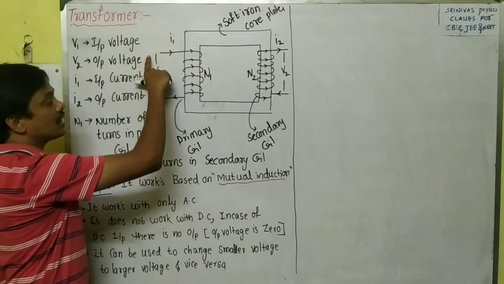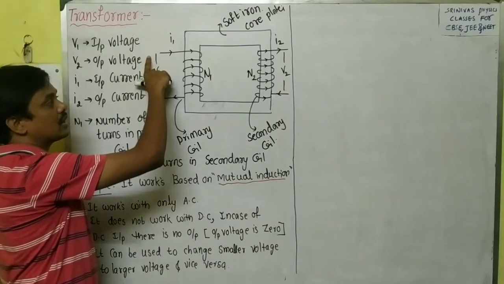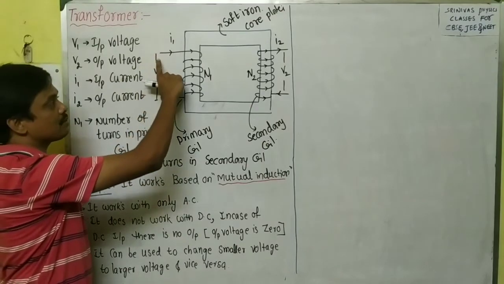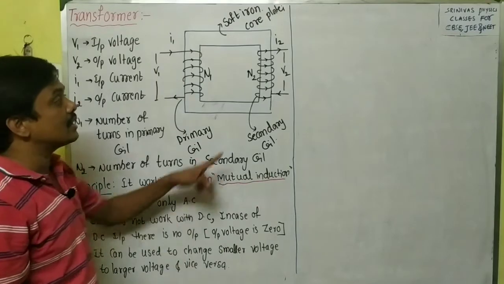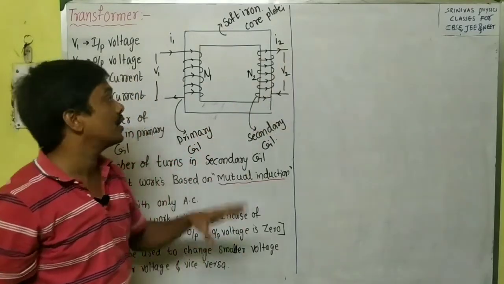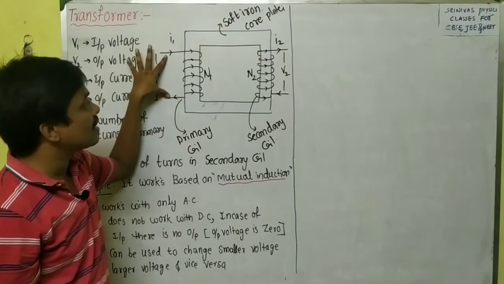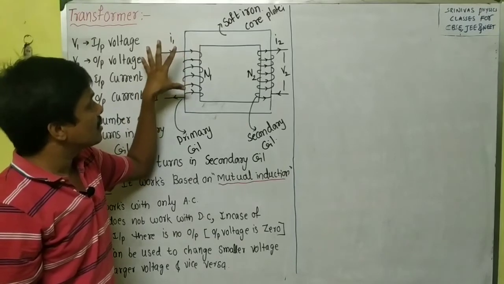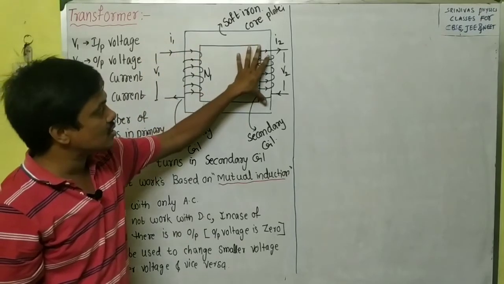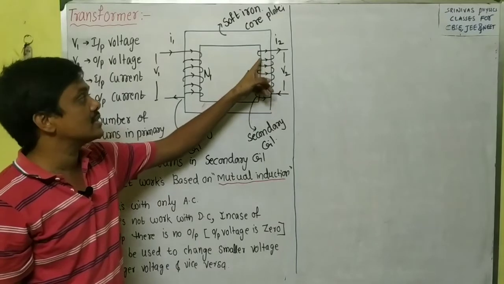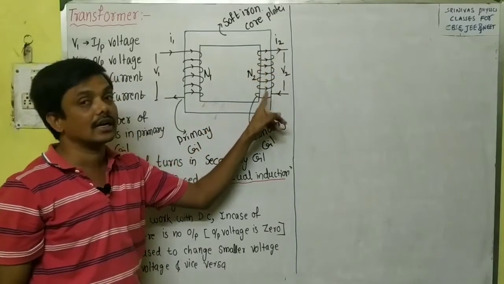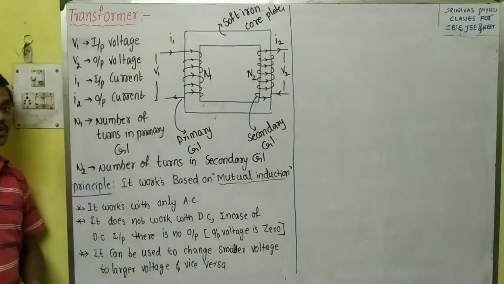When the current supplied to the primary coil changes, then the current is induced in the secondary coil. When current changes in the primary coil, the flux linked with the primary coil and secondary coil also changes. When magnetic flux changes, then EMF and current are induced in the secondary coil. That phenomenon is called mutual induction.